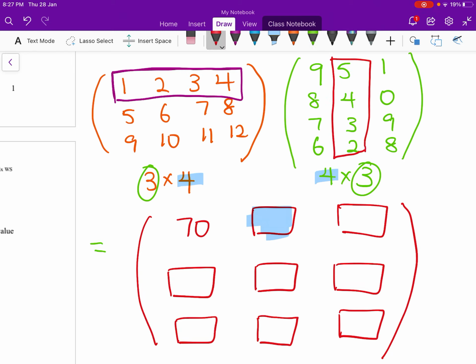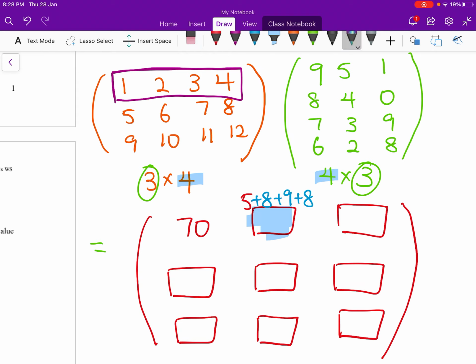Okay, so same thing. The first number of the row times the first number of the column. So 1 times 5 plus 2 times 4. Okay, plus third number of the row times the third number of the column. 3 times 3, 9. Okay, fourth number times the fourth number is 4 times 2, 8. Okay, so just add accordingly.